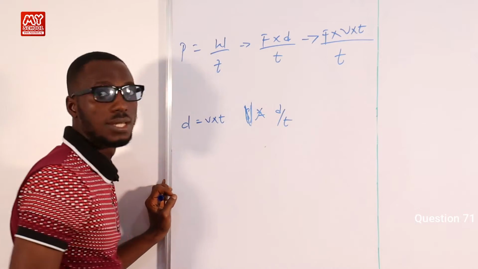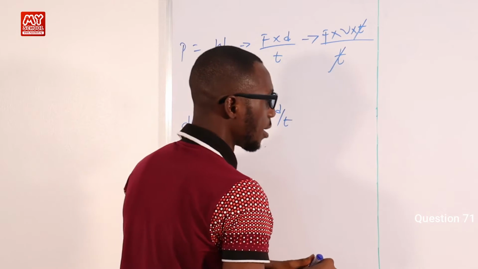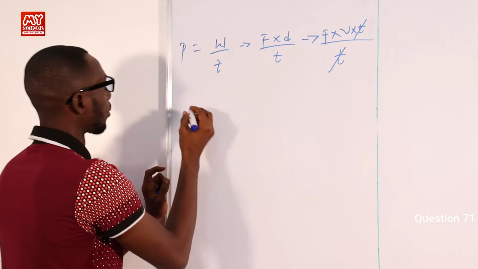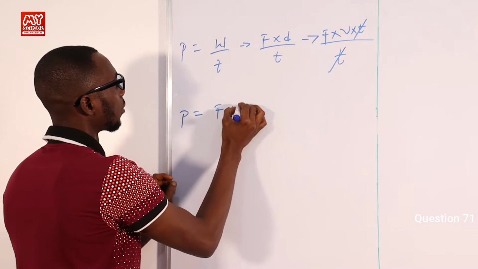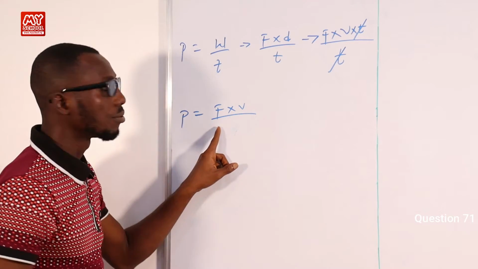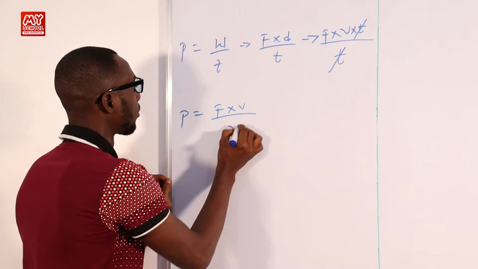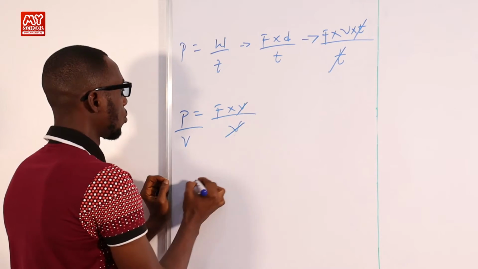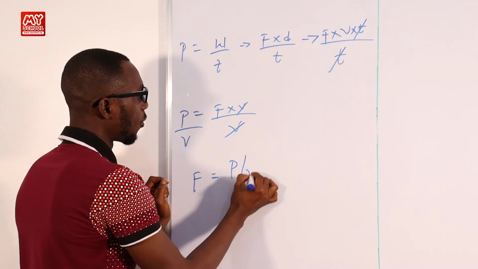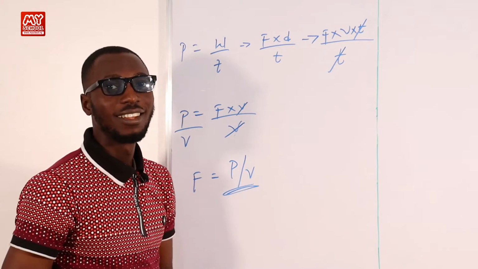Over time, so T strikes out T. So what we have left is force times speed. We have to make force the subject of the formula, so we divide both sides by V, which is speed. Therefore, the force equals power over speed, P over V. So let's count through our options together. Option A is super correct.